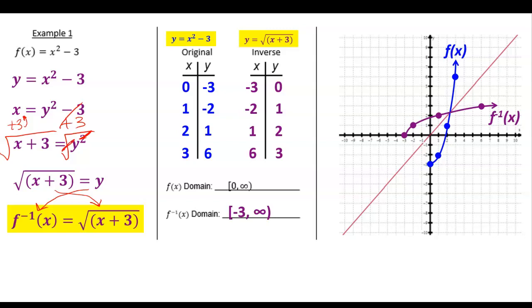Okay. So, see the purple one? It starts at -3 on the left side. It goes to the right forever. So we put -3 to infinity for my domain right here. Okay. And that is one problem. Okay. I know it's got a lot of stuff, but the main part is you're flipping and doing stuff.